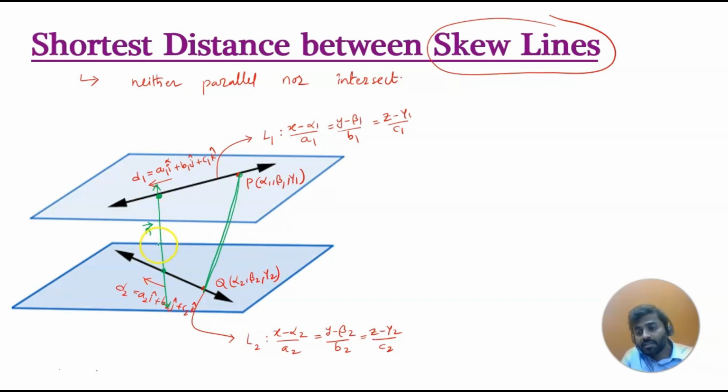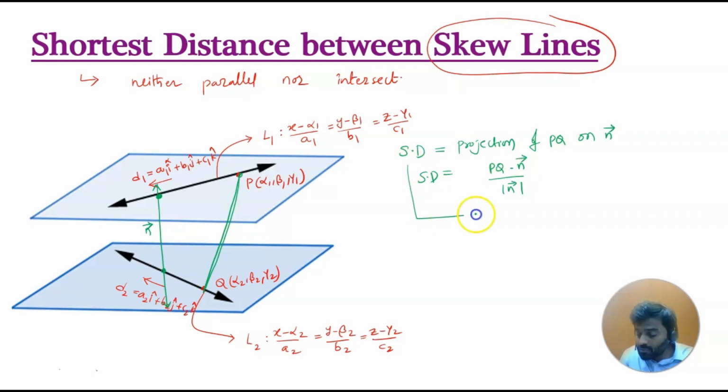The formula for projection of a bar on b bar, we know, is a bar dot b bar by mod b bar. In the same way we can find the shortest distance between skew lines by using the concept of projection. So the projection of PQ on n bar will give you the shortest distance, which means PQ dot n bar by mod n bar. This is the actual formula we have to use for finding the shortest distance between skew lines.